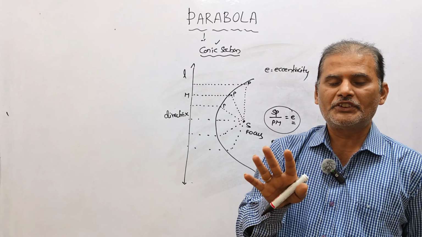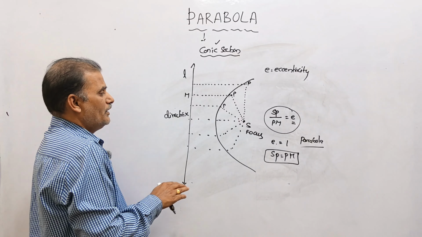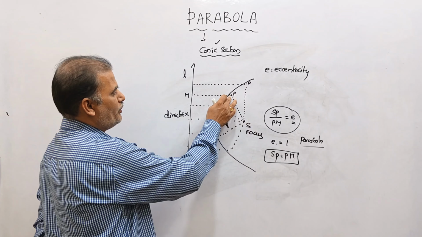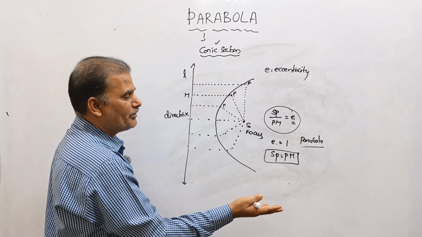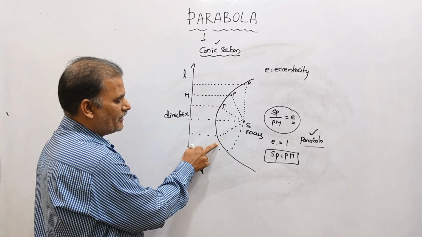The distance from a fixed point and the fixed line is always a constant. If the distance from the fixed point to the point and the perpendicular distance are the same, then it is called a parabola. And we have learned the parabola definition.